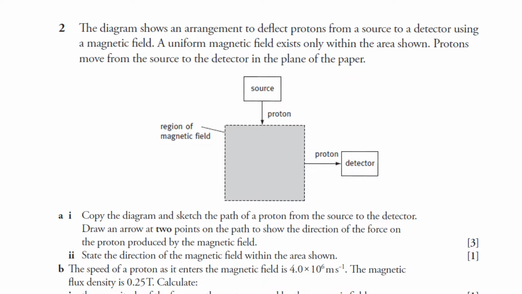Number 2, you have the source at the top, and the first source is proton. Using your FBI, remember the Federal Bureau of Investigation, you would know that your force is actually moving this way. And if your force is moving this way, it means the magnetic field is into the page. So, copy the diagram and sketch the path of a proton from the source to the detector. Draw an arrow at two points of the path.